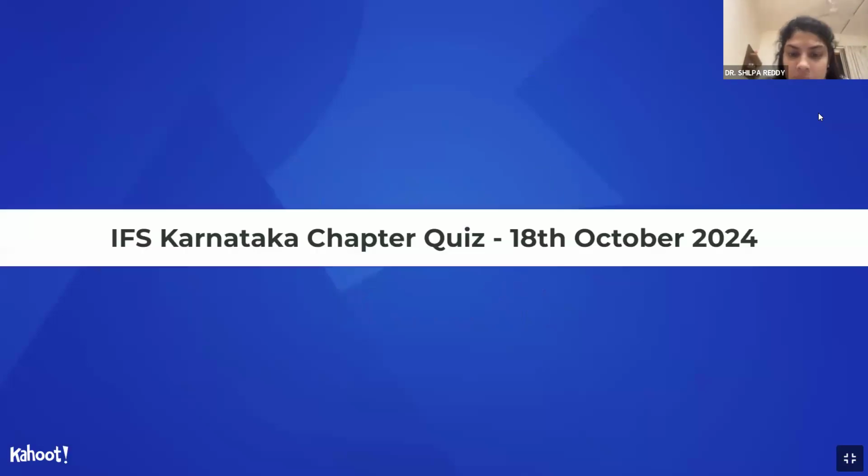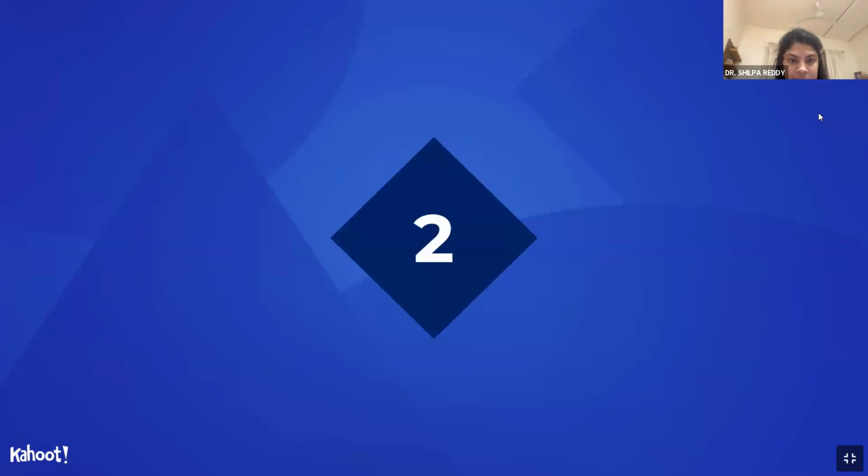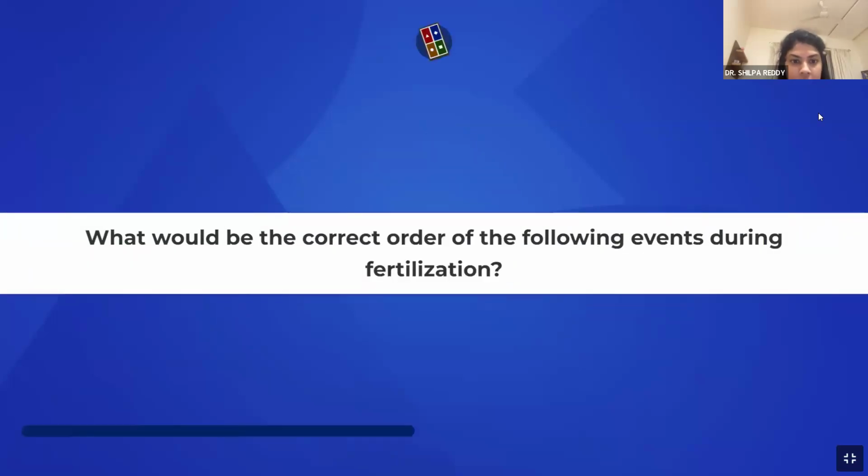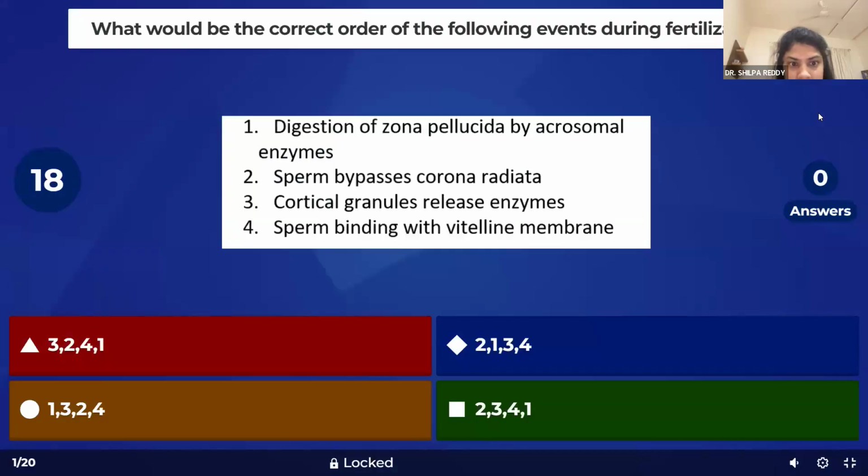Okay, so please remember, get the question right and at the same time answer as fast as you can. There will be 20 seconds to answer each question. Question number 1: what would be the correct order of events during fertilization? Number 1, digestion of zona pellucida by acrosomal enzymes. Number 2, sperm bypasses corona radiata. Number 3, cortical granules release enzymes. And number 4, sperm binding with the vitelline membrane.